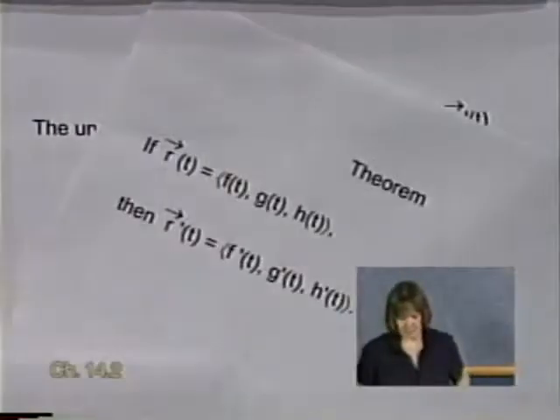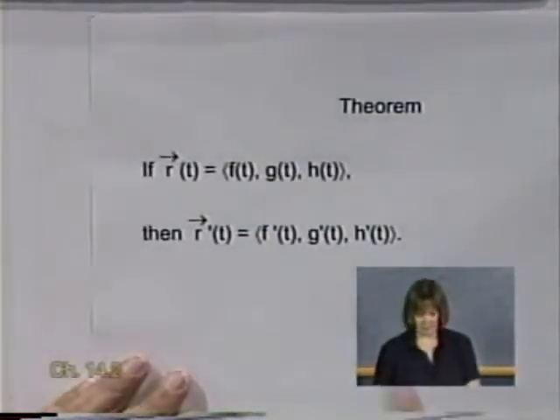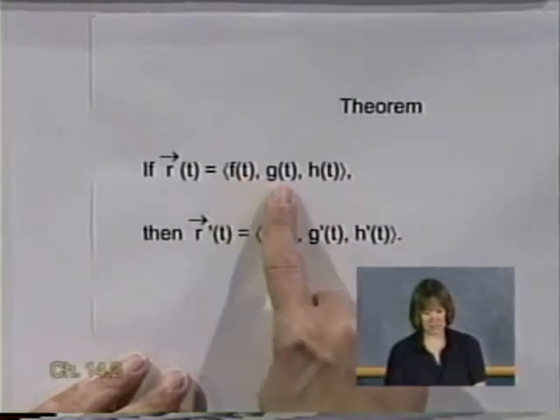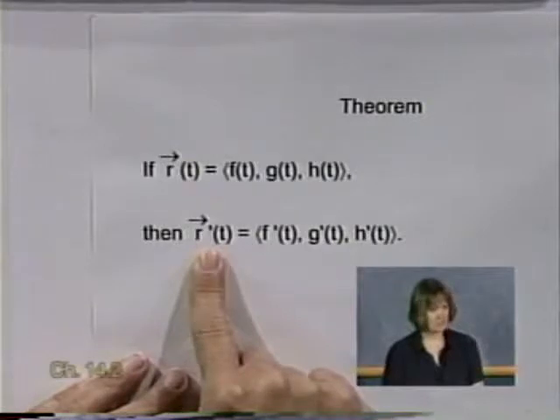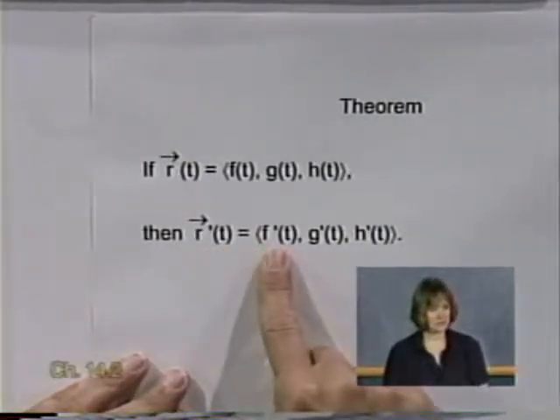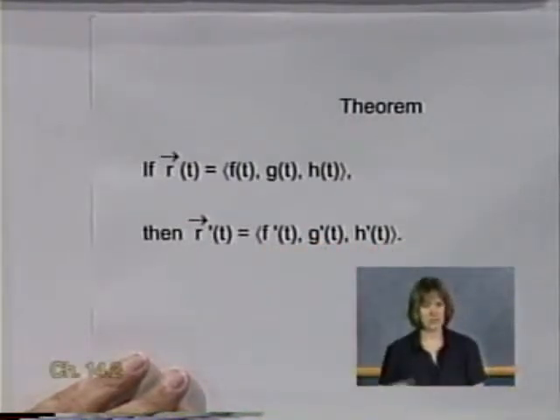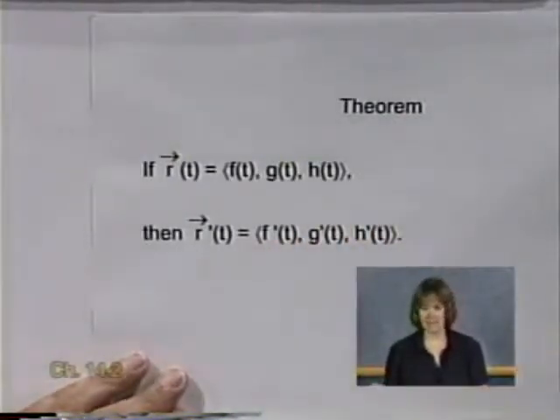What it says is, let me just put this under here, theorem: if r of t is equal to f of t, g of t, h of t, in other words, these are my components, then r prime of t, the vector r prime of t, has as its components the derivative of f, comma, the derivative of g, comma, the derivative of h. So quite simply, when we differentiate vector-valued functions, we differentiate component by component. It's that easy. It's not hard at all.